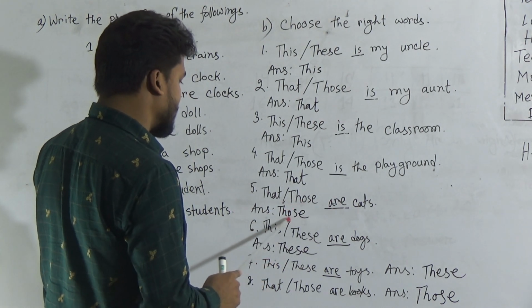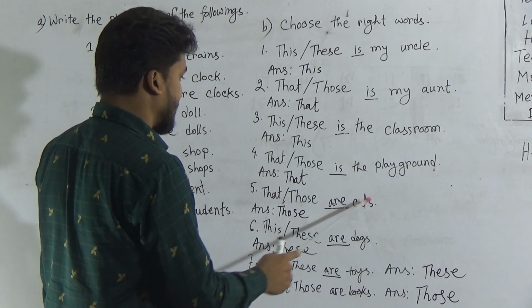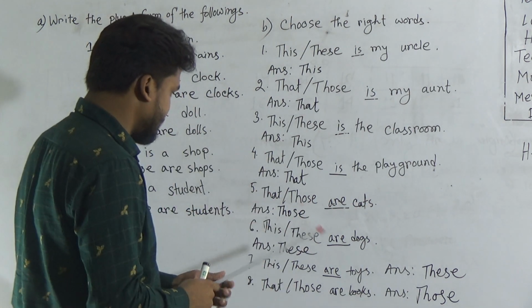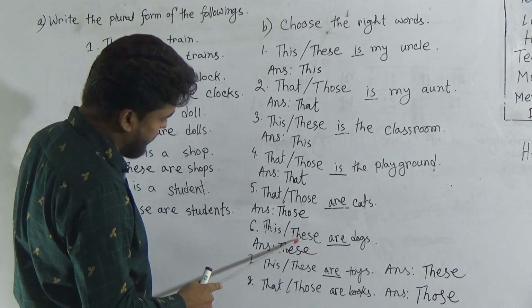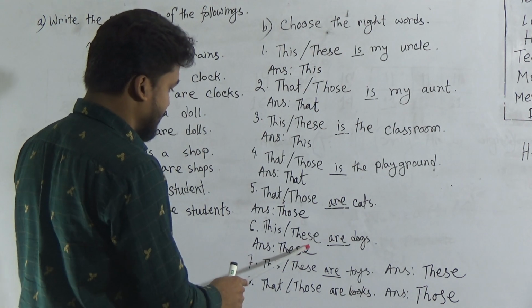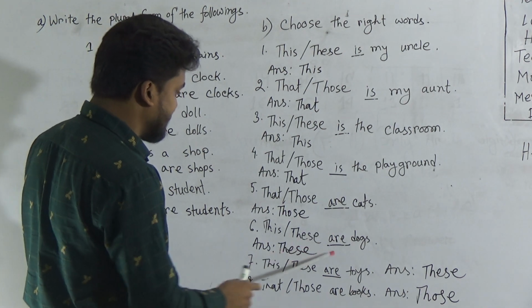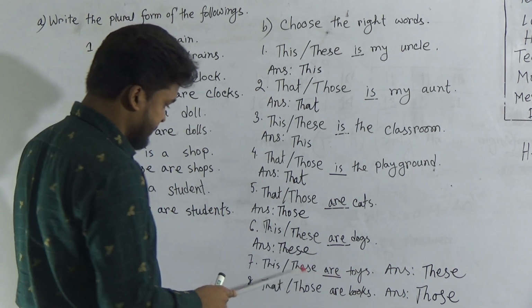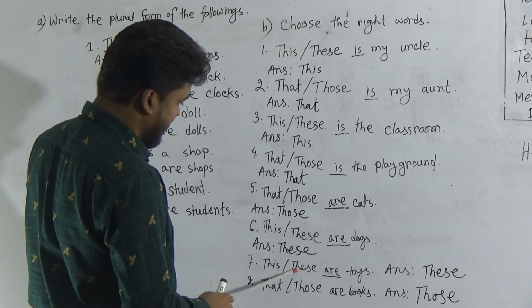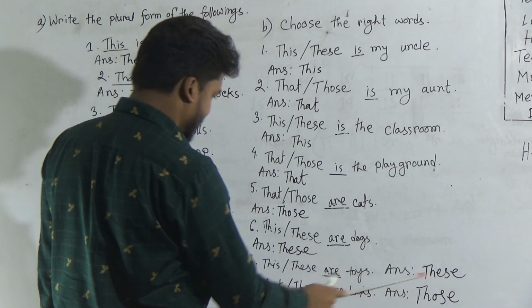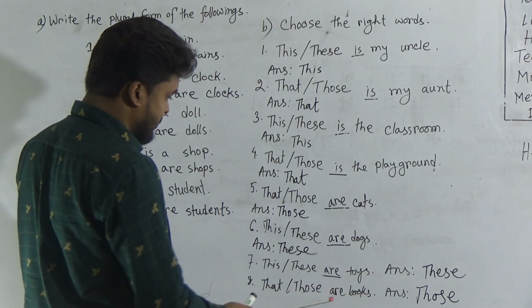That or those are cats. Here a plural verb. That's why you have to use the plural pronoun those. Those are cats. That means those refers to many cats. These or those are dogs. Here a plural verb. That's why you have to use a plural pronoun. These are dogs. That means many dogs. These or those are toys. Here will be the plural pronoun these.